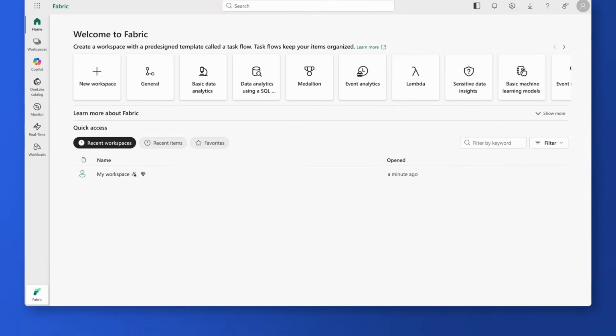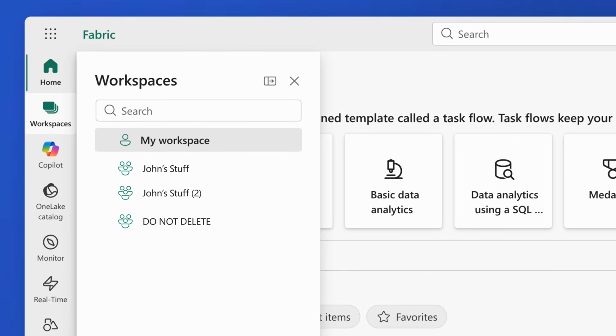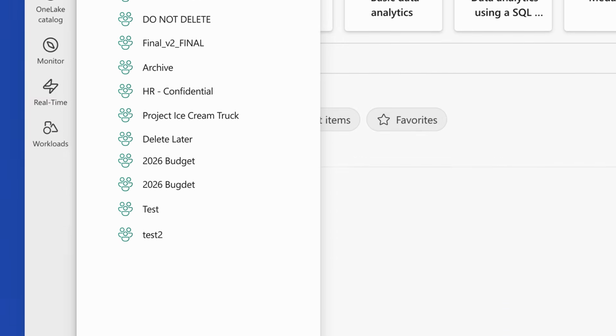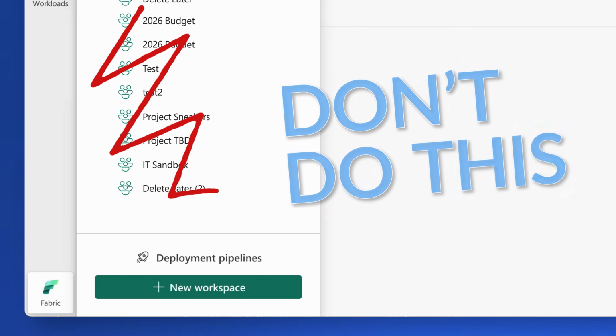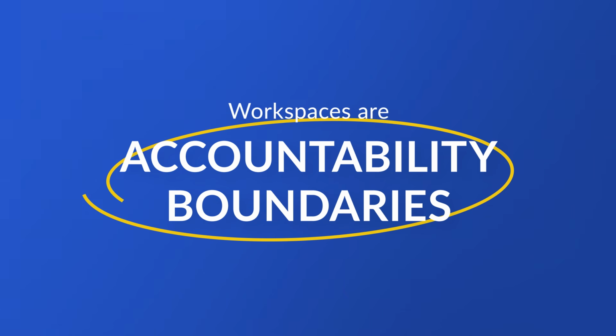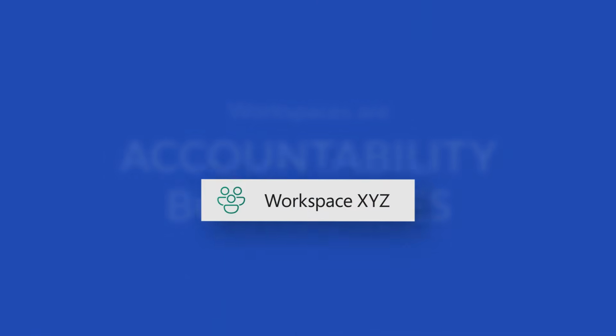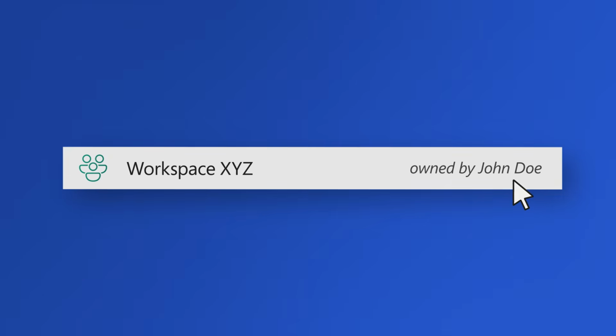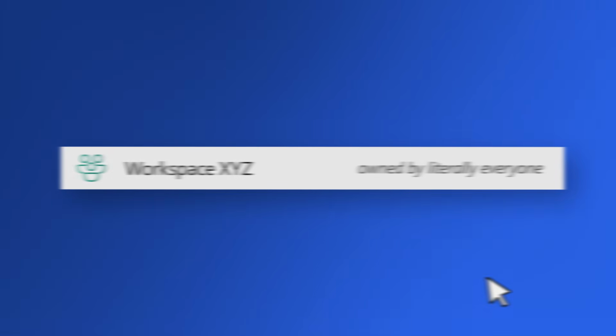Most Fabric environments have a workspace problem. When people start using Fabric, they treat workspaces like folders, just a place to put things, but they're not. And I know you're probably tired of hearing me talk about responsibility and accountability, but they're accountability boundaries. If those boundaries aren't designed intentionally, responsibility starts to drift. So today I want to show you how to evaluate your workspace structure.